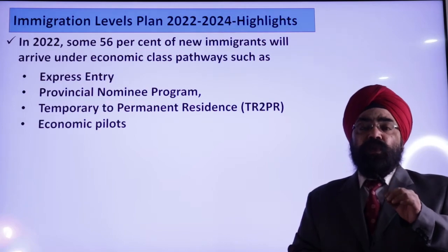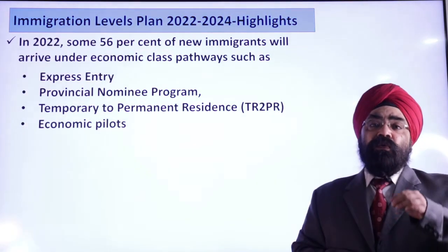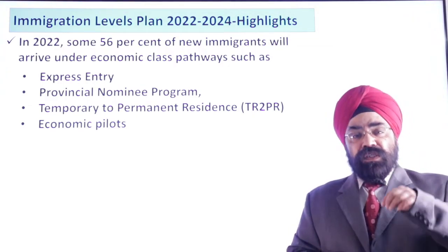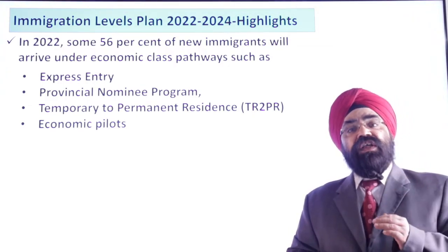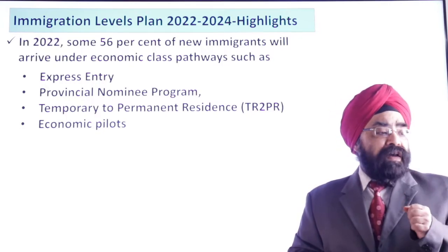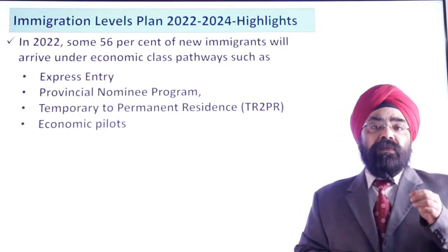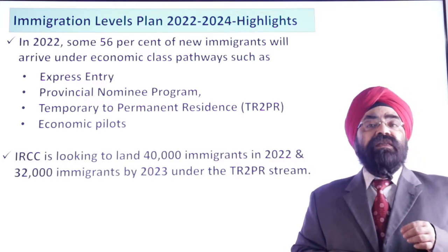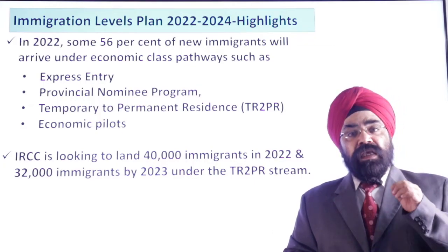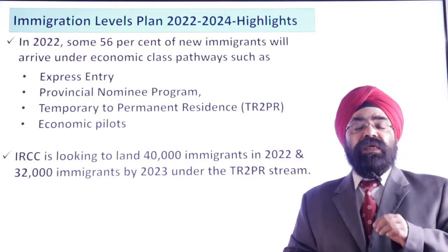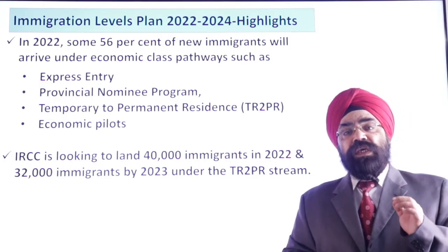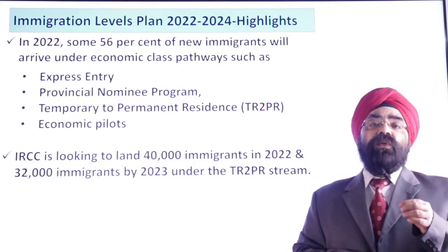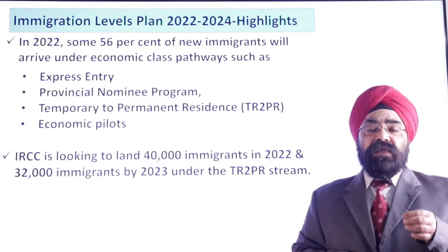The TR to PR program, which was there in 2021, will continue in 2022 and 2023. So for 2 more years, this year and the next year, TR to PR will continue. 40,000 immigrants will come as part of TR to PR in 2022, and 32,000 immigrants in 2023. So the TR to PR program will run for 2 years. Those who were not able to put in their files last year can do so this year.